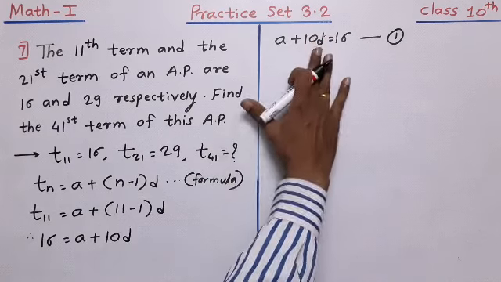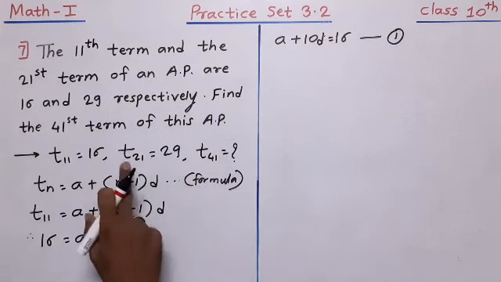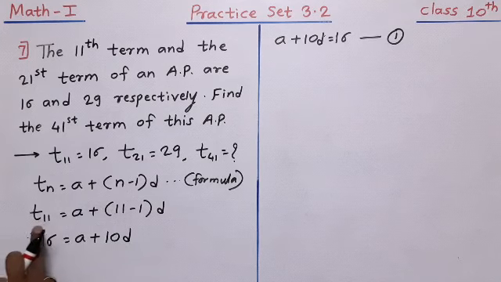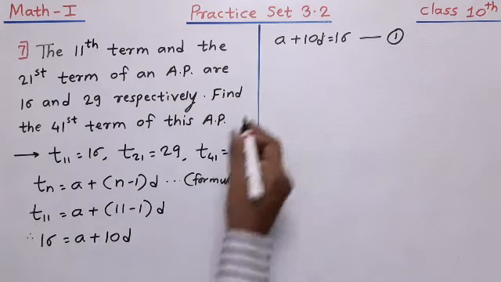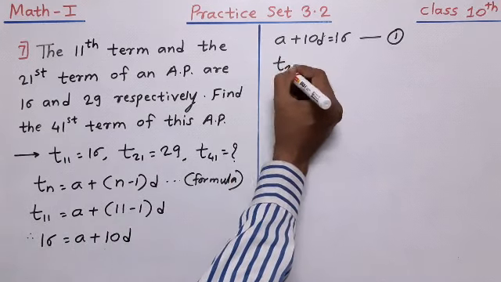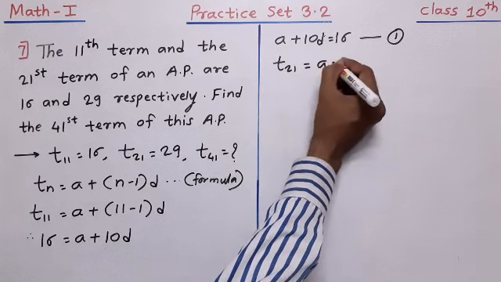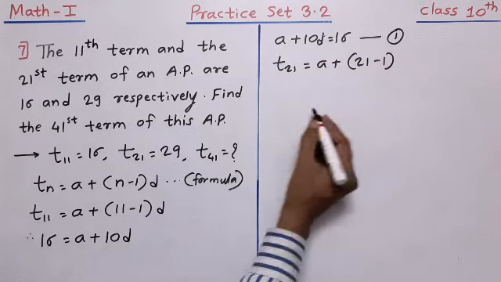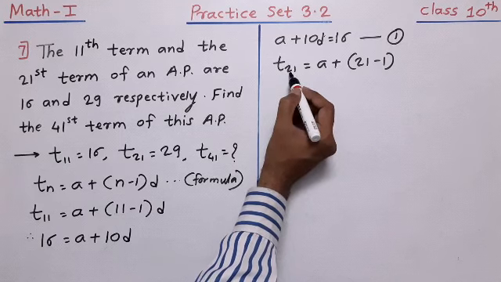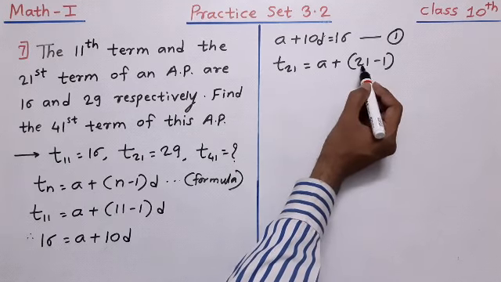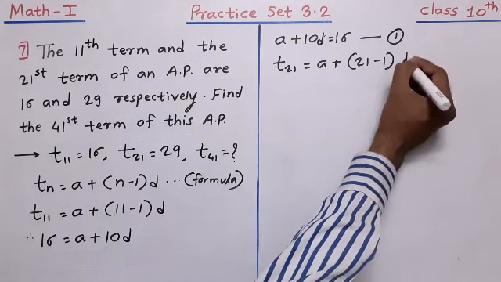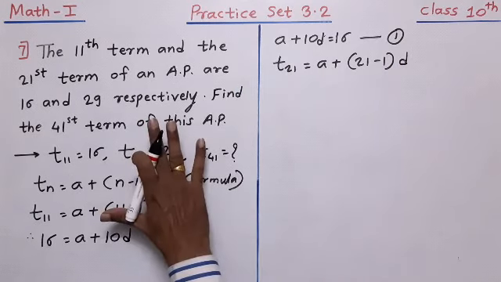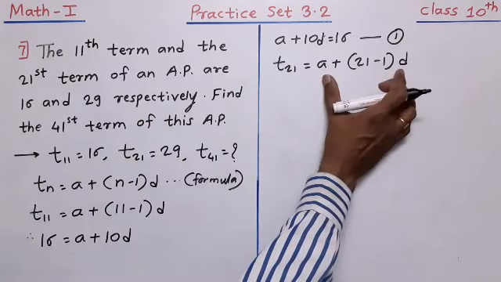In the same way, we can also get the equation by using T21. So let us write T21 with the help of same formula. We can write here T21 is equal to A plus in bracket 21 minus 1. When you put here n equals to 21, here also n equals to 21. 21 minus 1 into D. Again here A and D are unknown things. So you cannot put the values of A and D here.